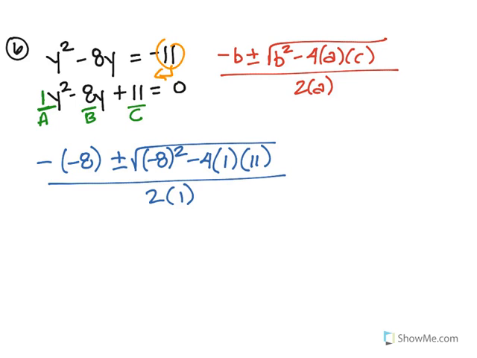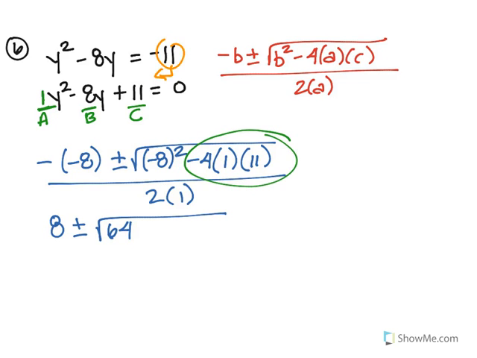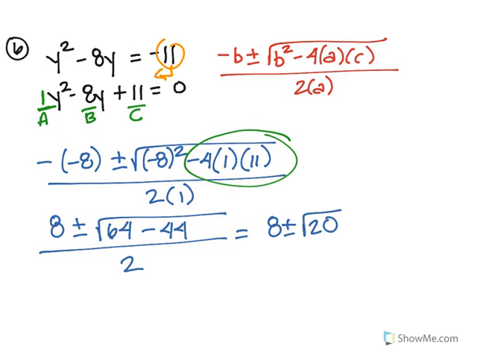On the front, the 2 negatives will make a positive 8, plus or minus. Negative 8 squared is positive 64. And you're going to multiply negative 4 times 11. That would give you a negative 44, all over 2 times 1, which is 2. Now, do not reduce 8 and 2 until the entire square root has been reduced. So we've got 8 plus or minus the square root of 20 over 2.